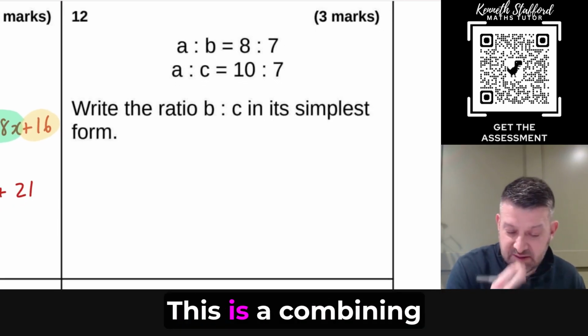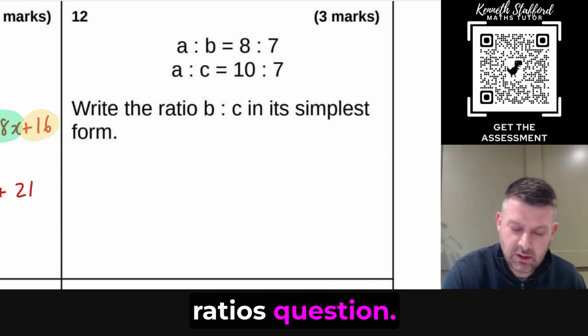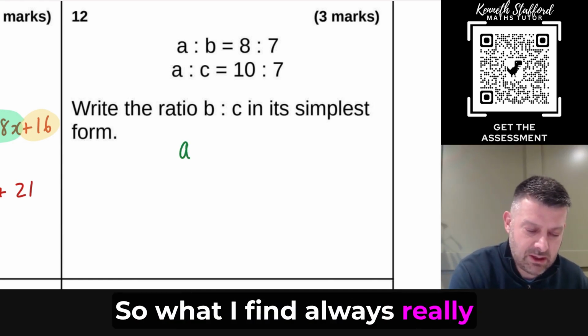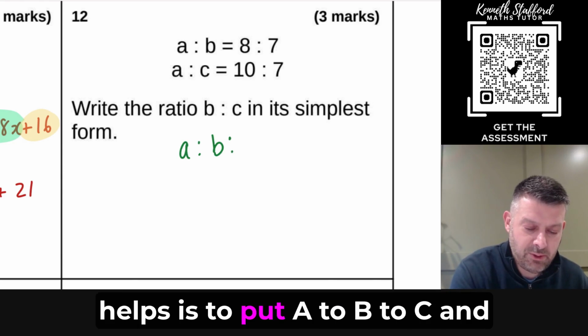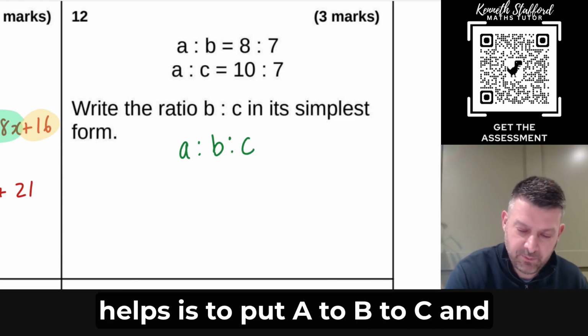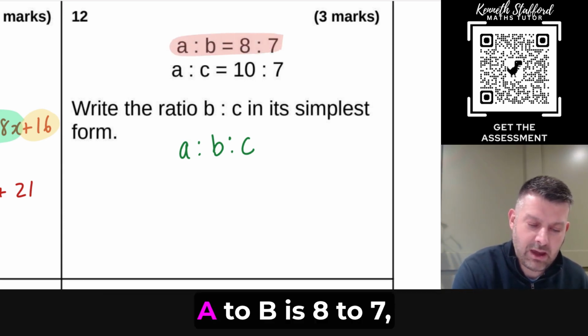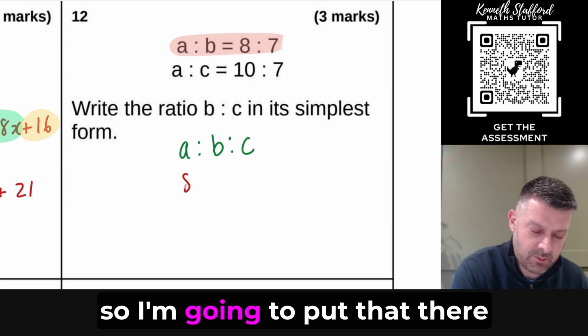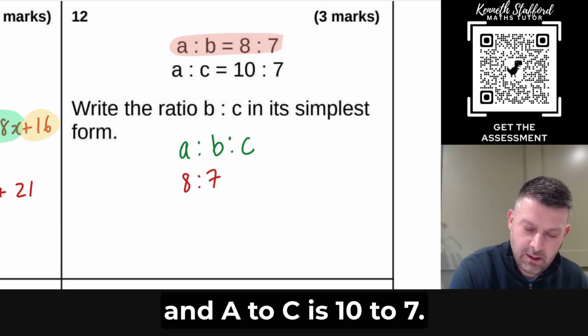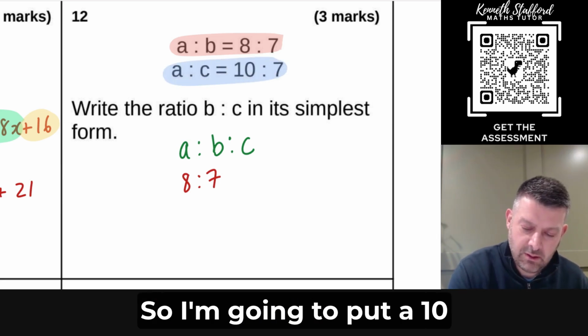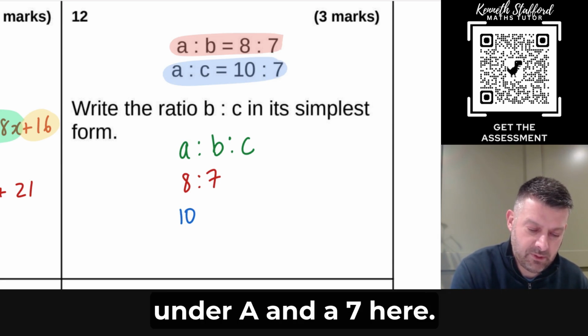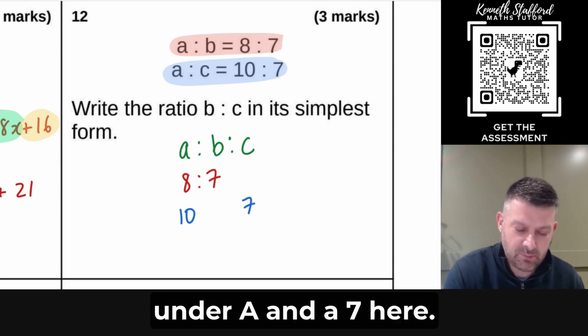And question 12, this is a combining ratios question. So what I find always really helps is to put A to B to C, and then we're just going to put in A to B is 8 to 7. So I'm going to put that there. And A to C is 10 to 7. So I'm going to put a 10 under A and a 7 here.